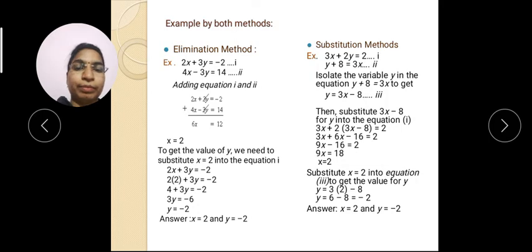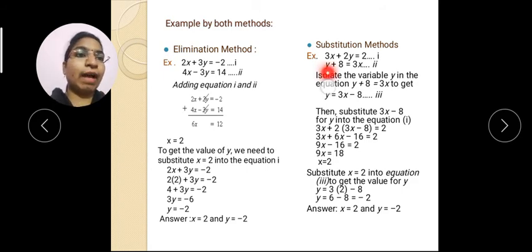Now the substitution method. In the substitution method, choose the equation in which the variable has a coefficient 1. Now let us see here. In equation 1, that is 3x plus 2y is equal to 2, and y plus 8 is equal to 3x, these two equations. If you observe that in the second equation, y plus 8 is equal to 3x, y has a coefficient 1, and therefore I choose this second equation to isolate the value of y.